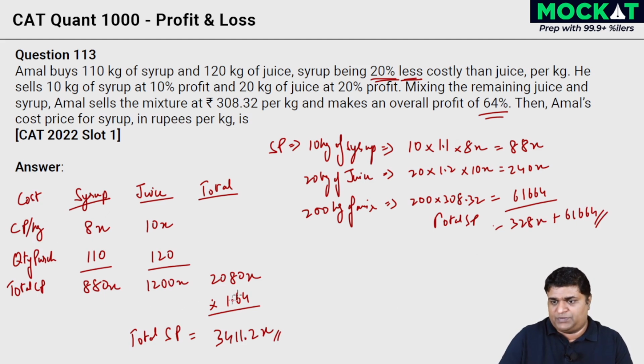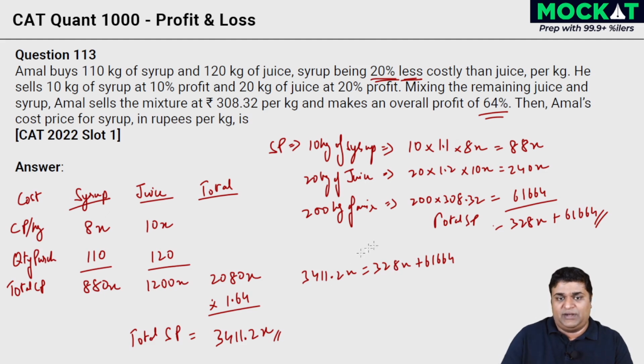One we got through cost price and the overall profit percent, and one we got by individually finding the values and adding them up, right? That's going to be a linear equation with one variable. Solve for it and you're done, right? So if these two are going to be equal, I bring the 328x to this side. So 3411.2x equals 328x plus 61664.